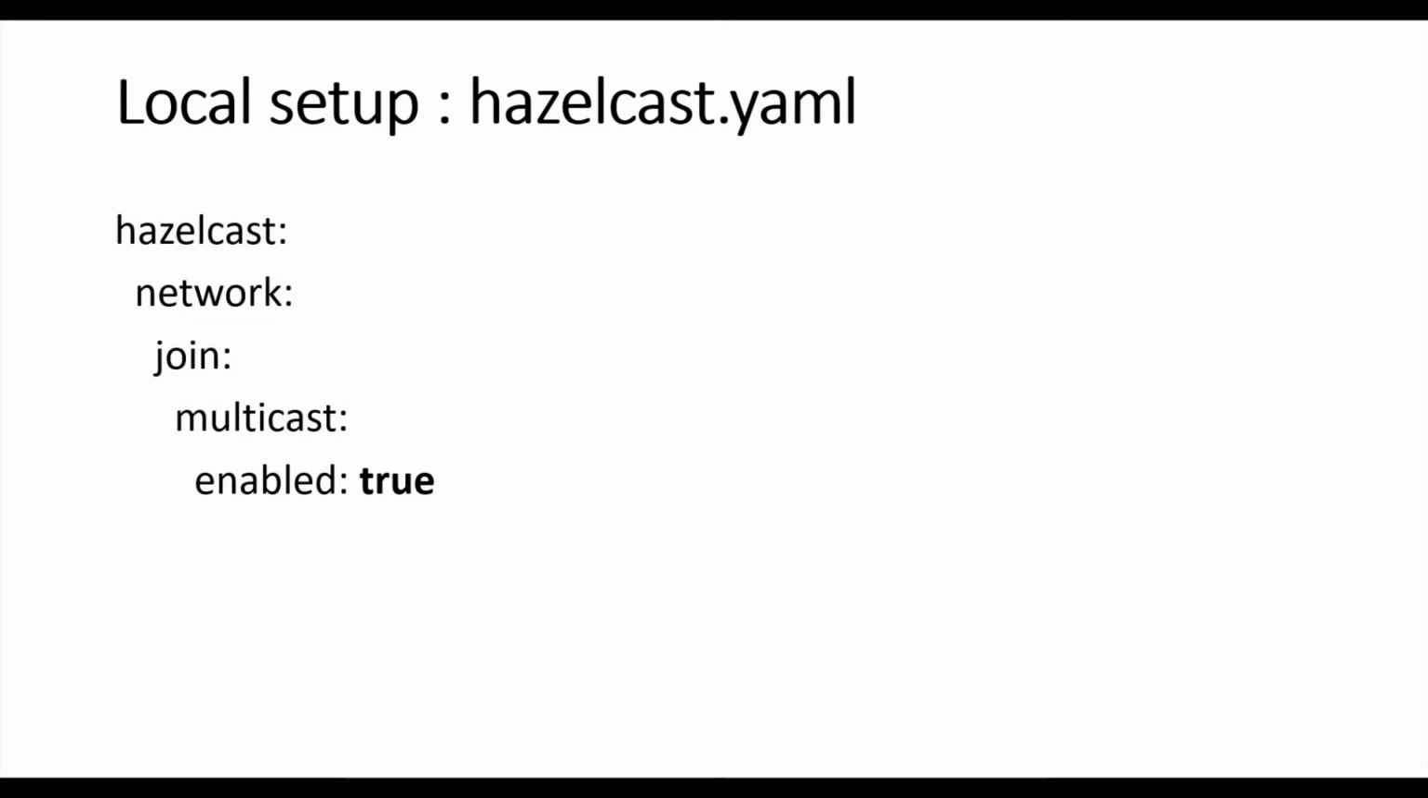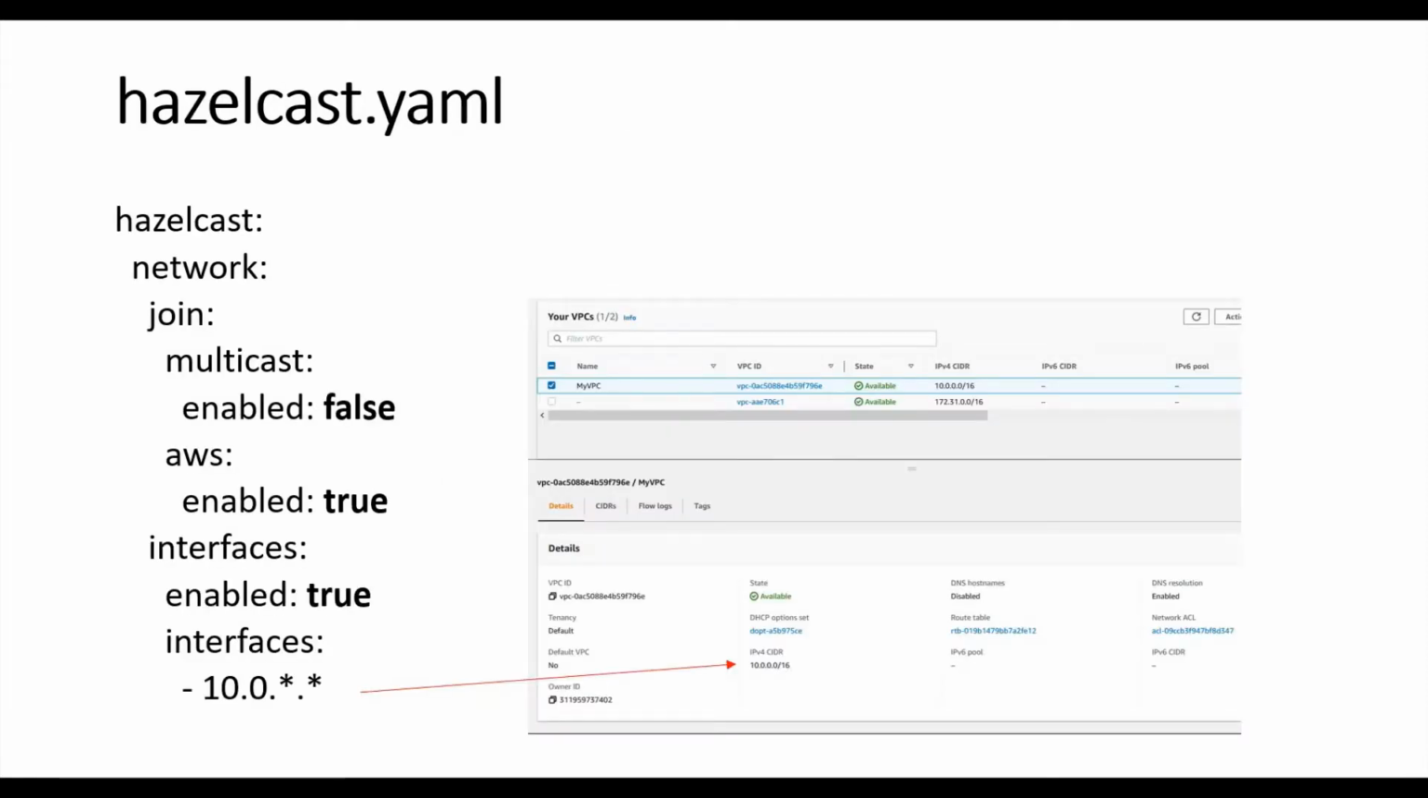So the main key point is we have to add a Hazelcast YAML file. We have to provide multicast enabled true if you want to set it up locally and test it before you deploy. But when you are deploying into the EC2 instance and so on, we need this particular configuration where we say true for AWS, and we have to disable the multicasting here. And for AWS, we have to say true, and we have to say interface true.